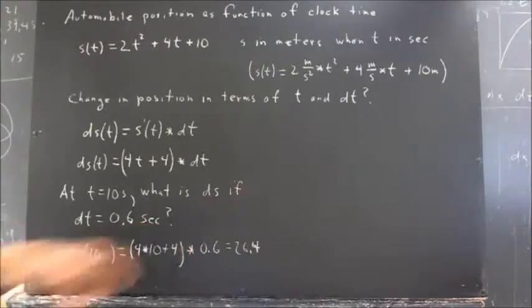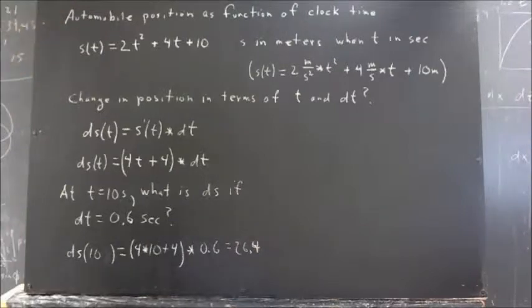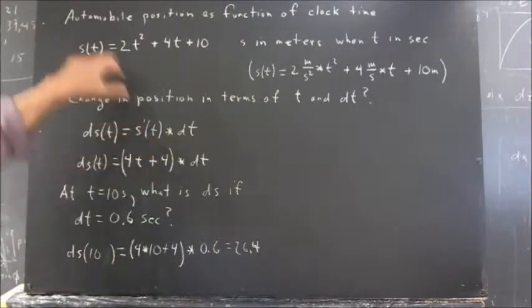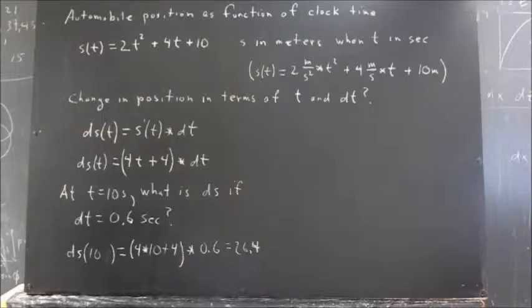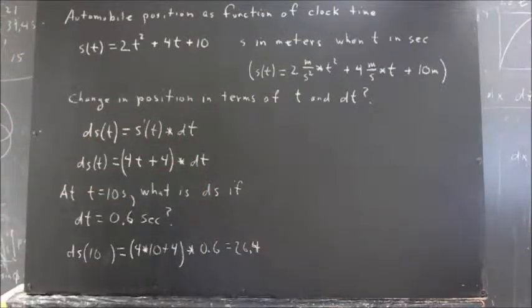And that's moving along pretty fast, because 30 meters in a second is about 70 miles an hour. Okay, now let's think about what this really represents. What does the derivative of a position function tell us? Well, we should understand from calculus that the derivative of a position function with respect to time is a velocity function.